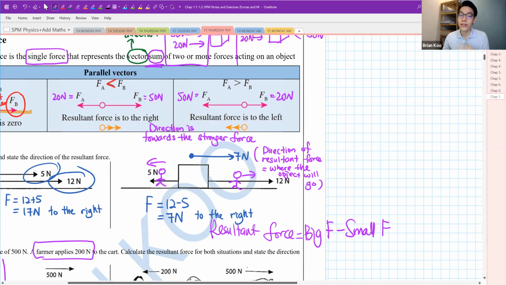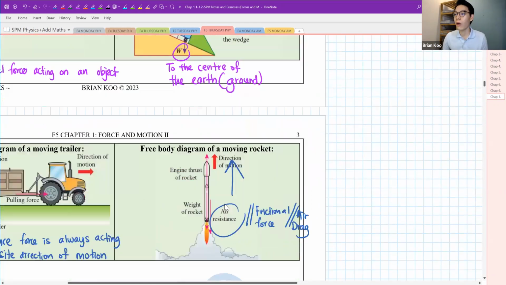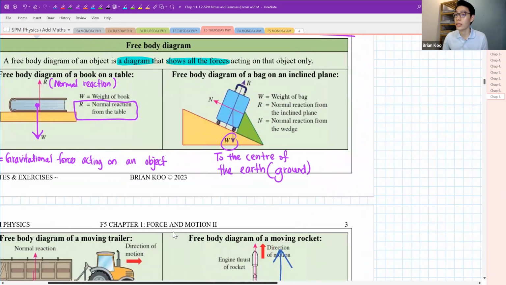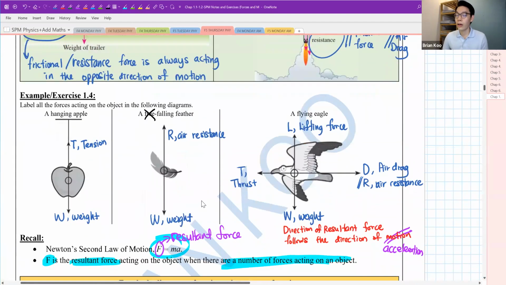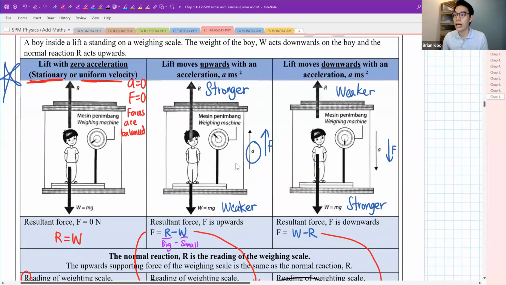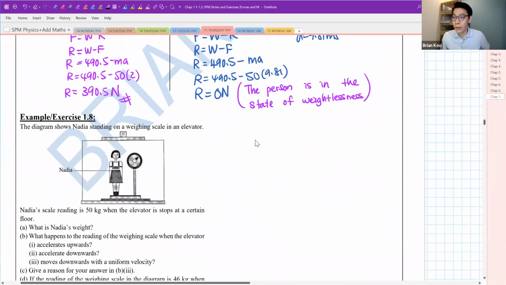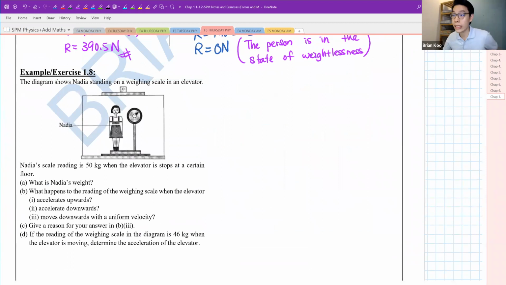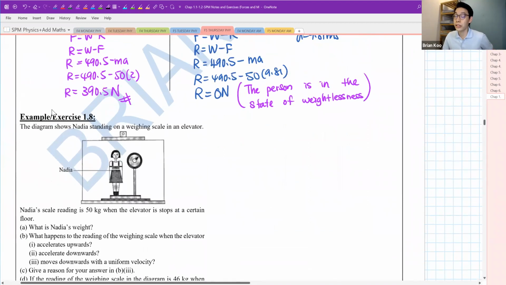Using the same very similar concept, we have learned how to also draw a free body diagram, where we label all the forces acting on an object. And we have also dealt with elevator questions, where we need to ask ourselves which force is bigger, which one should I minus to find out the resultant force and so on. So we're going to go back to where we stopped last class, which is at 1.8. Let's go straight into this.